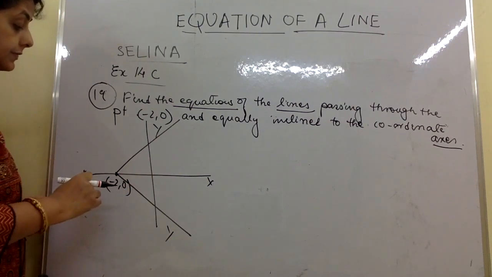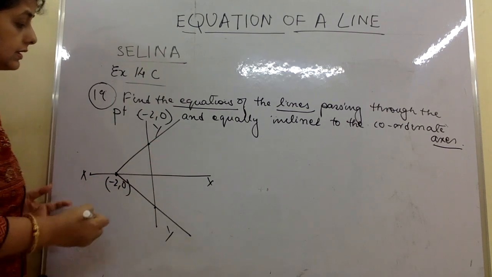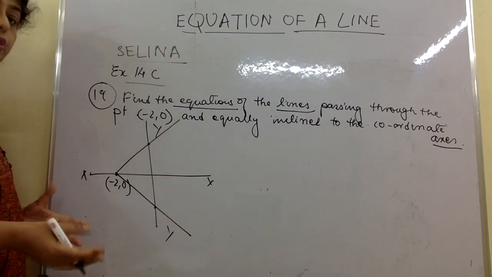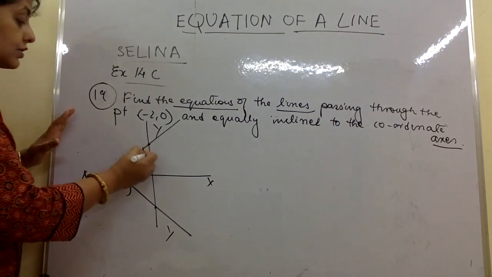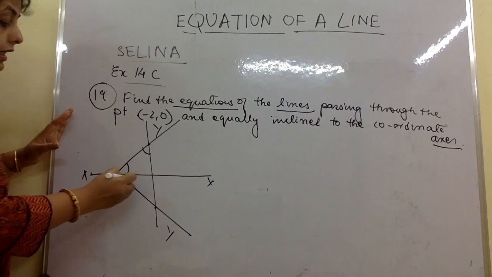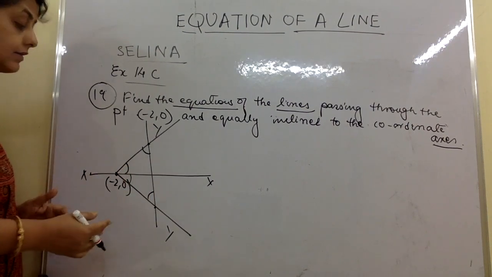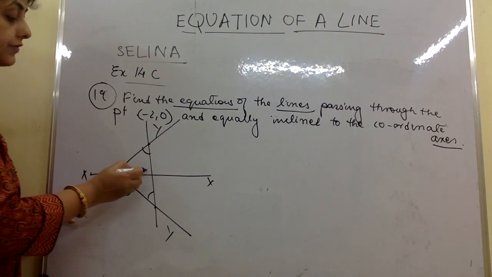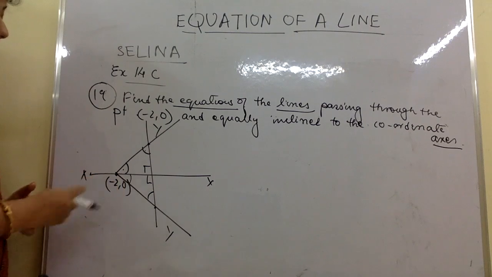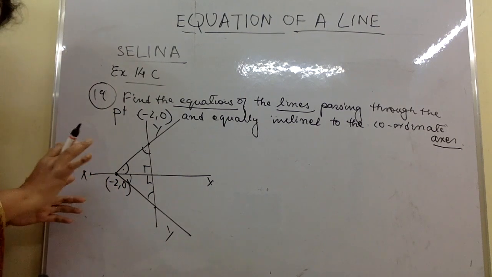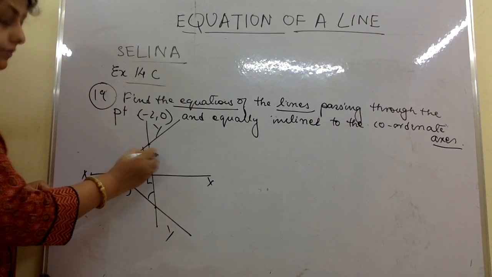Now equally inclined means what? Whatever angle it is making with x, the same angle it is making with y. So these 2 angles are equal. Again, these 2 angles are also equal. Now if I start calculating, if this is a 90 and this is a 90, then these 2 have to be equally inclined at equal angles. So this is 45, here also 45, right?